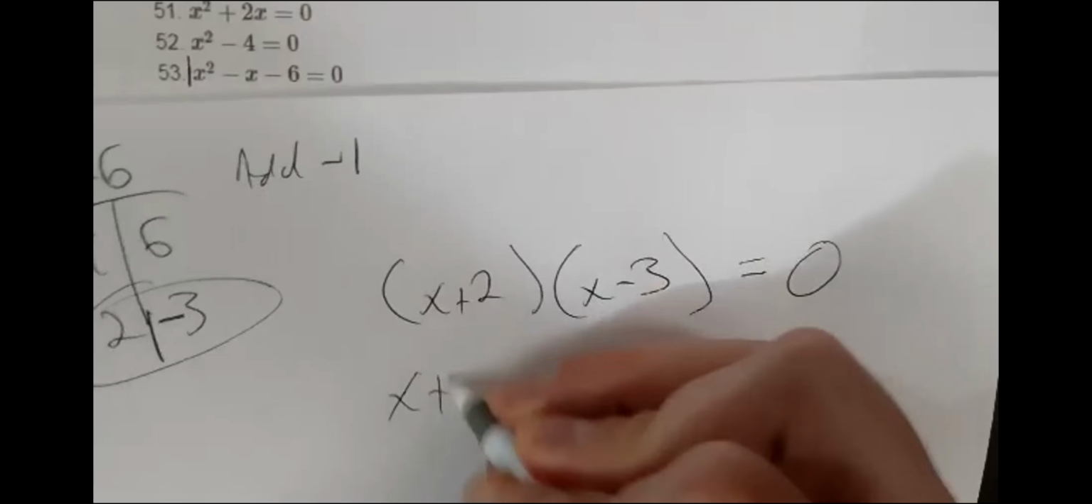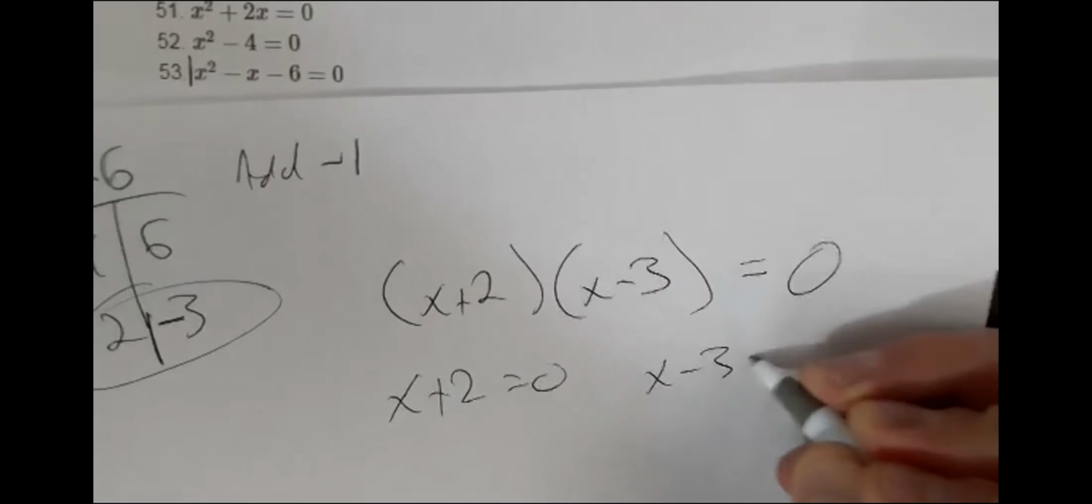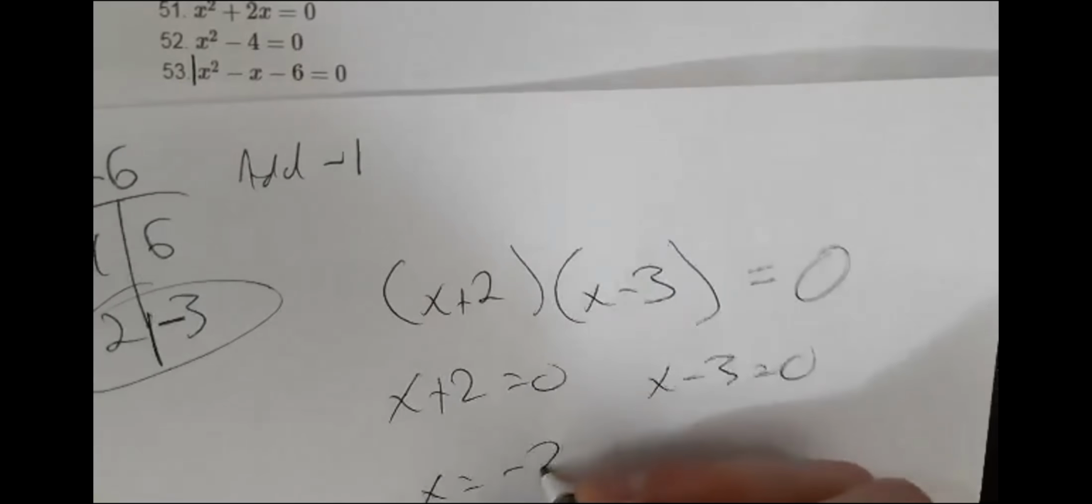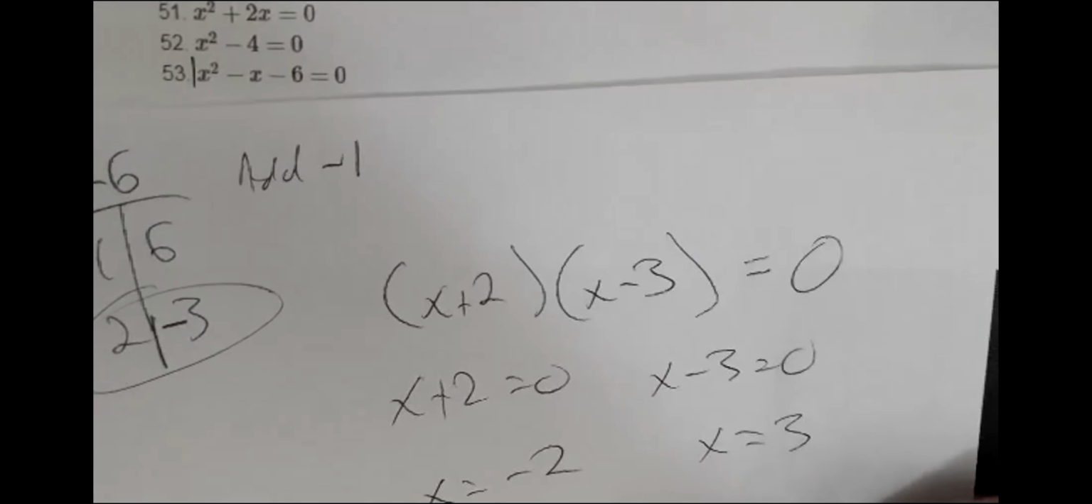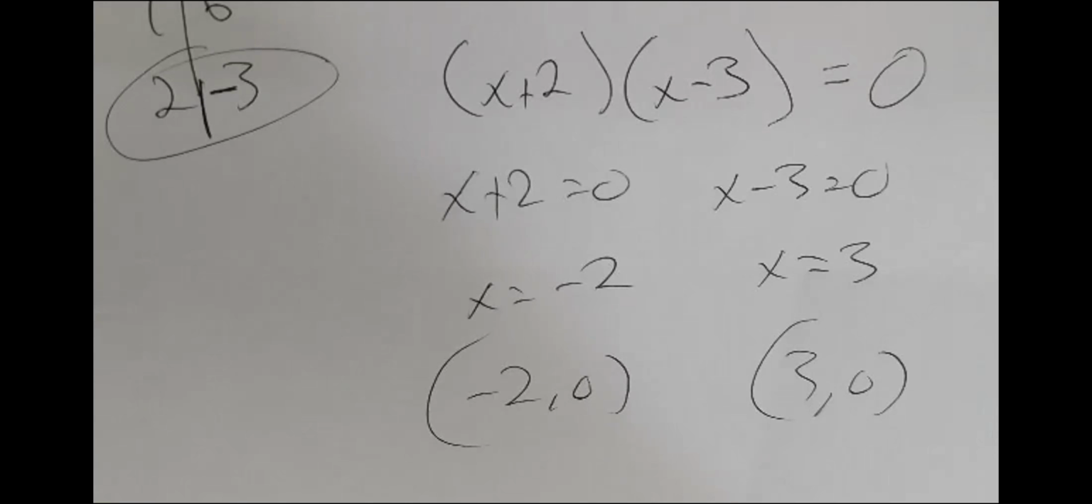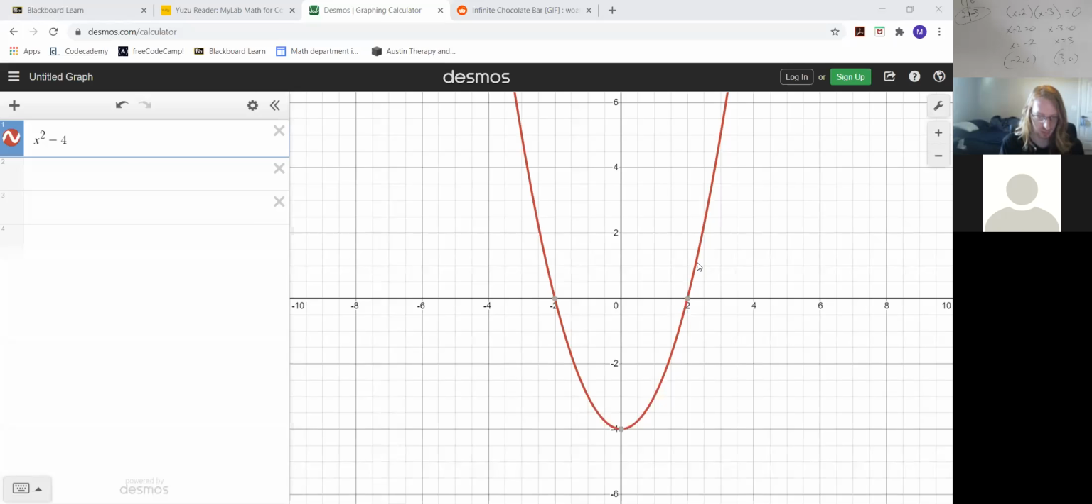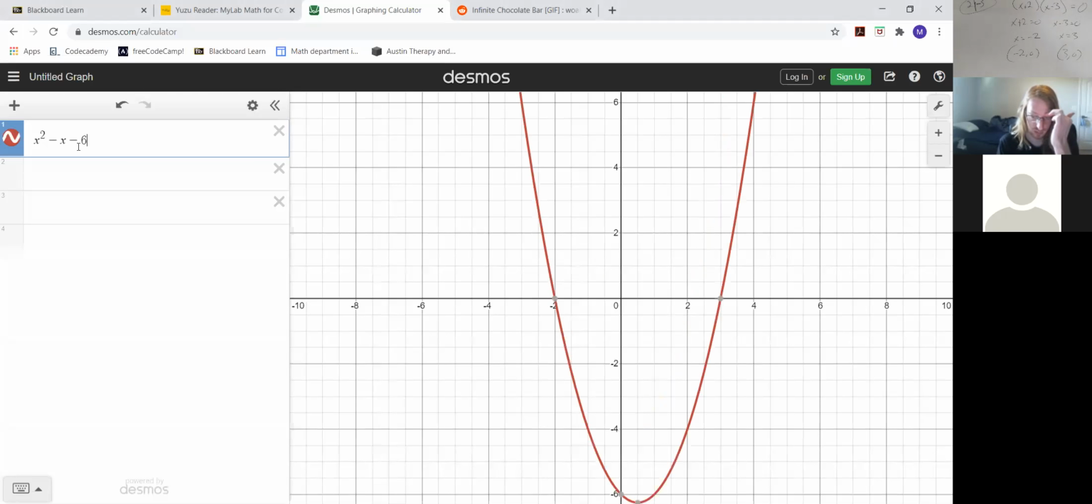So I either have x plus 2 is 0 or x minus 3 is 0. This gives me -2, 0 and 3, 0. And so I want to look at one last graph. Let's look at x squared minus x minus 6. Is that giving me -2, 0 and 3, 0 like I saw before? I think it is.